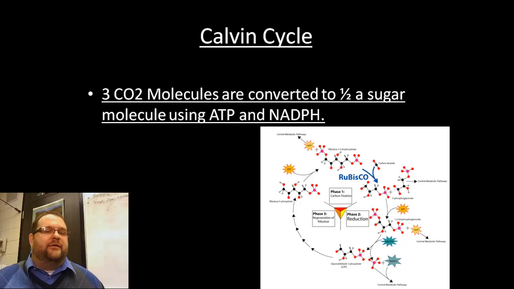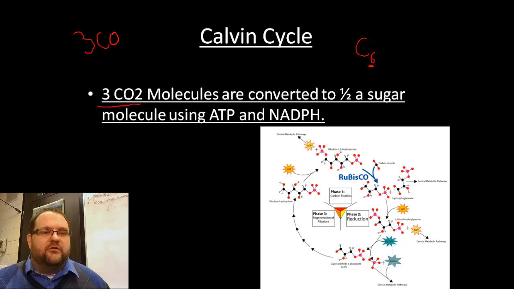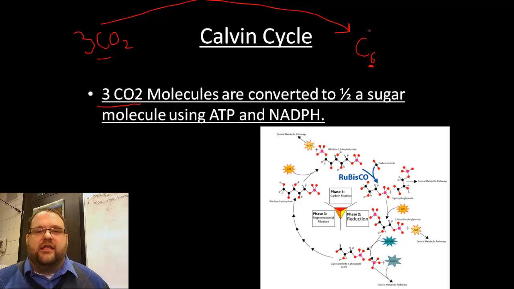So what's eventually going to happen? The short form of this is this. We're going to take 3 carbon dioxide molecules, and we're going to convert that into 1/2 of a sugar molecule. Because we know that sugar is C6, right? So sugar has 6 carbons, 12 hydrogens, and 6 oxygens. Well, if I take 3 molecules of carbon dioxide, CO2, I have 3 carbons, so that equals 1/2 of a glucose molecule.